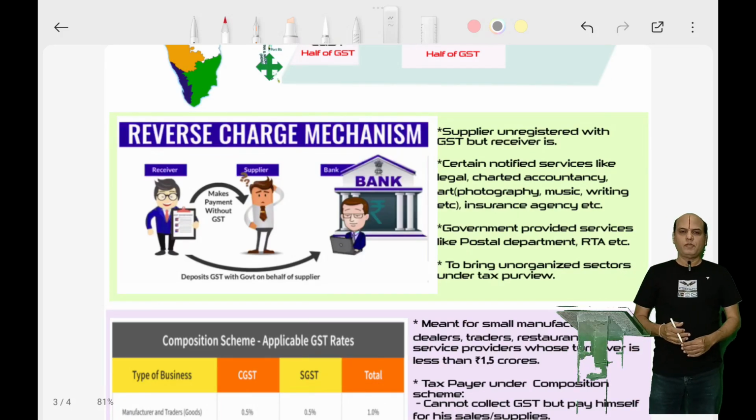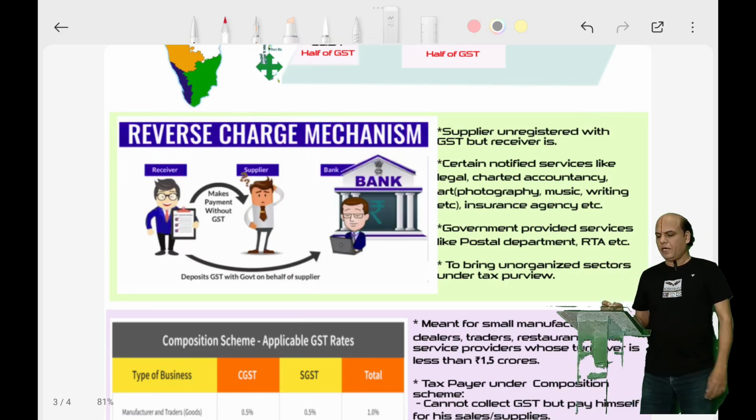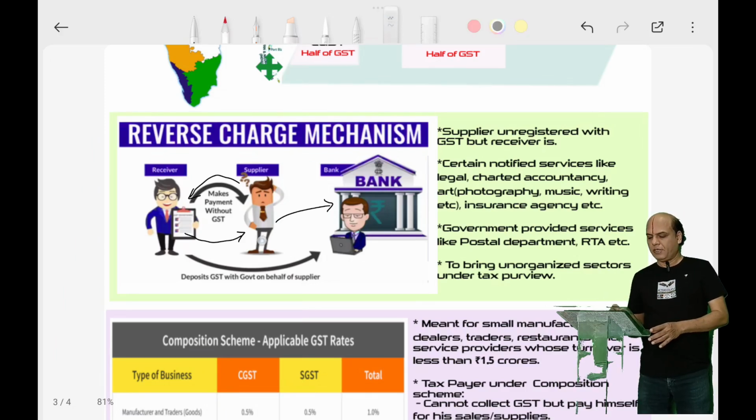Today we will do reverse charge mechanism in GST. Normally what happens, look at the PDF. A supplier is supplying goods to receiver, and the receiver will pay money to the supplier. So supplier will even collect the tax on behalf of receiver and deposit it in the government. This is the normal mechanism of GST. But here it is reverse.